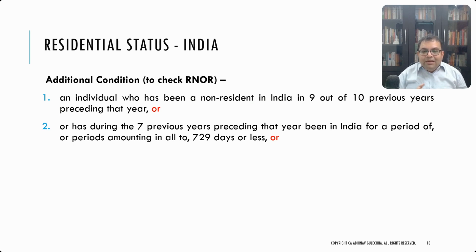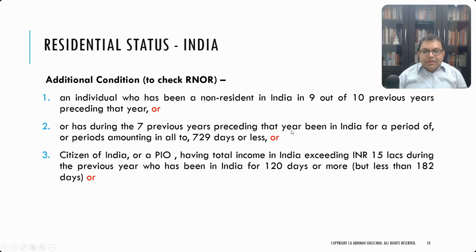Right? So 729 days or less the person has been in India. Now, the third condition is that if the person is a citizen of India or a PIO, this again goes back to the earlier condition, right? We've discussed it. Citizen of India, PIO, having total income exceeding 15 lakhs during the previous year, where he has been in India for 120 days or more. See, if 120 days or less, then anyways he becomes a non-resident, right? He doesn't qualify. But 120 days or more, but less than 182 days, if the person is in that particular bracket, then the person qualifies as a R-NOR.